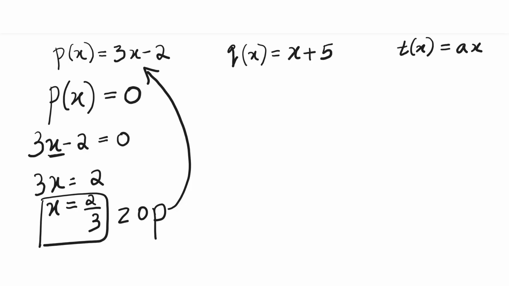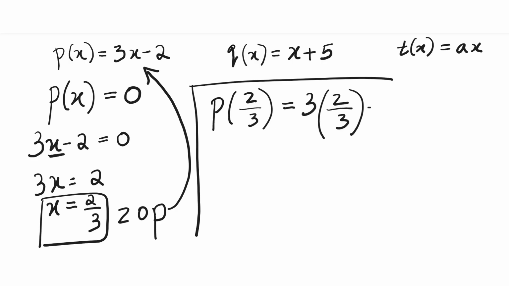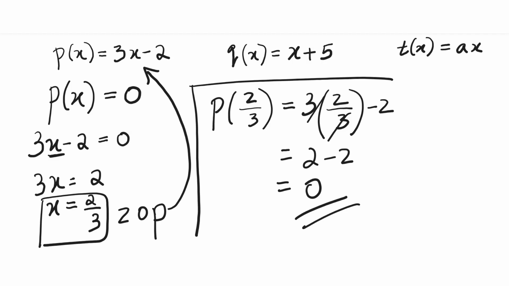Now, just to verify, let's check if it works. I'm going to take p of 2 over 3 and plug it into my polynomial. 3 times 2 over 3 minus 2. The 3 gets cancelled. 2 minus 2, which is equal to 0. So yes, the verification is complete. This is all about how we're supposed to find the zero.